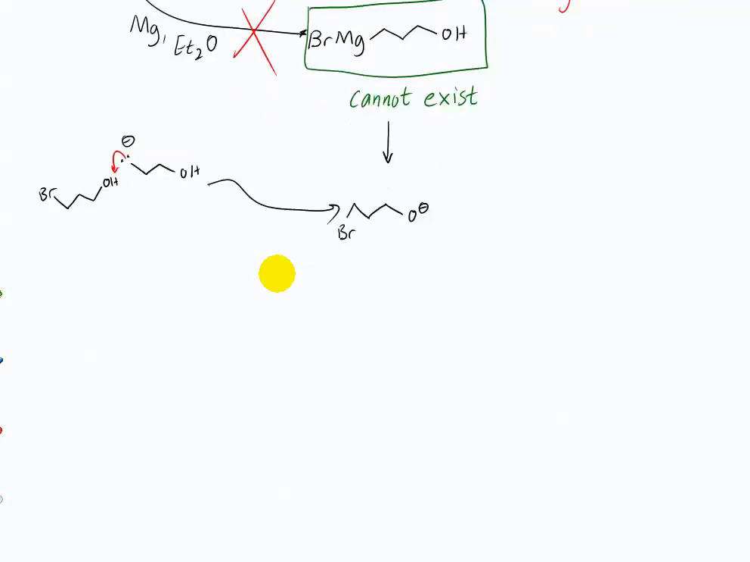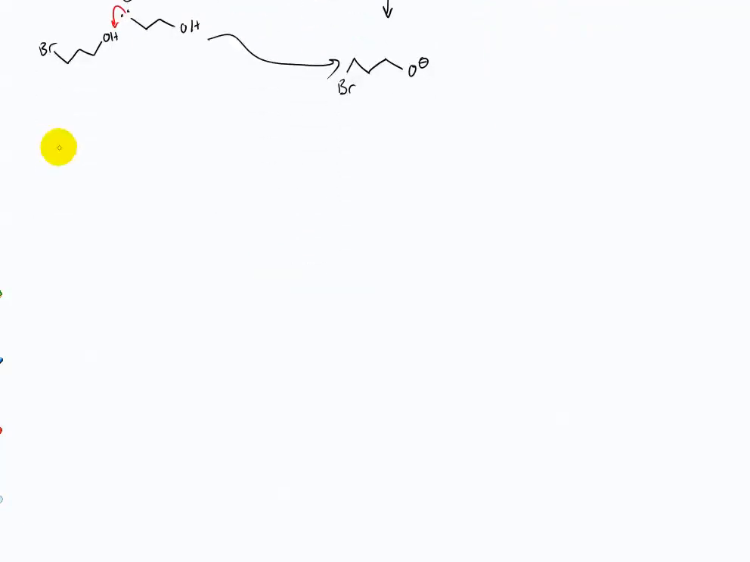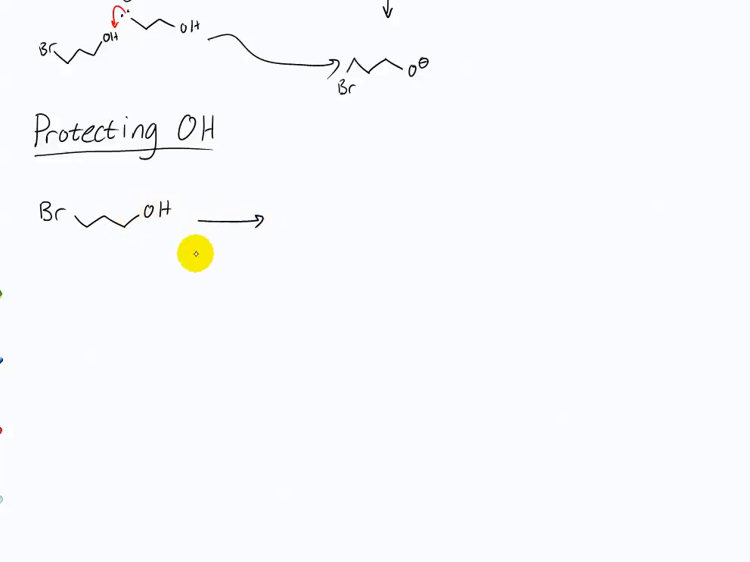So let's look at a way around this. The way that you fix this is called protecting group chemistry, and you can protect alcohols with other things that won't react with Grignards. Then you can do the reaction. Let's look at how that works. Let's stick with the same molecule. What you do is you react this first with a molecule called trimethylsilyl chloride, which looks like this.